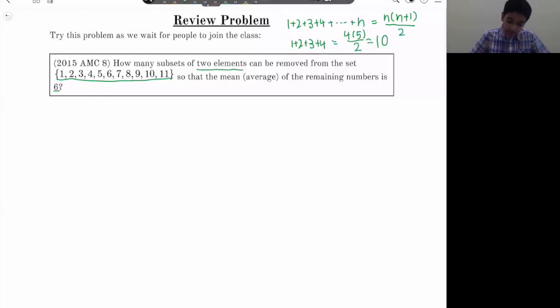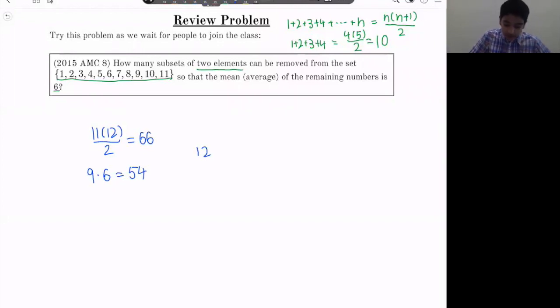So here's the formula that we're going to use in this problem. How many subsets can be removed so the average remaining is 6? First, let's calculate the sum of the numbers currently. The sum of all 11 numbers is 11 times 12 divided by 2, and this sum is 66. We want to have 9 elements remaining, with an average of 6, so we want to leave elements with a sum of 54. So we want the 2 removed elements to sum to 12.